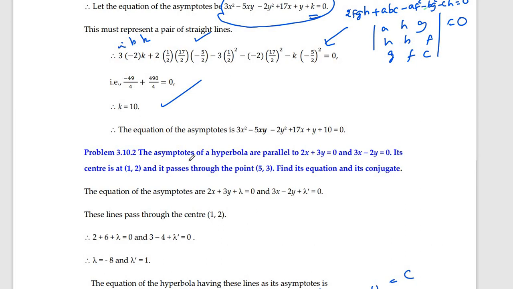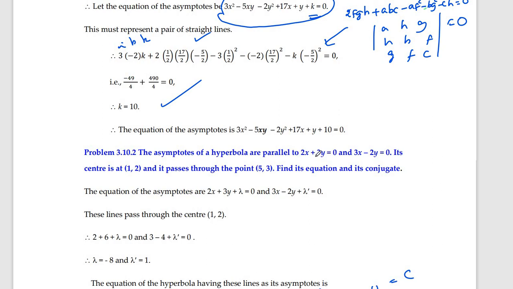So the next one is: the asymptotes of a hyperbola are parallel to these two lines. Its center is at 1, 2 and it passes through 5, 3. Find its equation and its conjugate. So here all the three are coming: asymptotes, hyperbola and conjugate hyperbola.